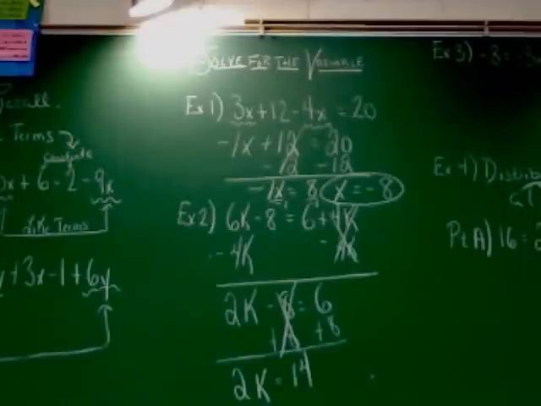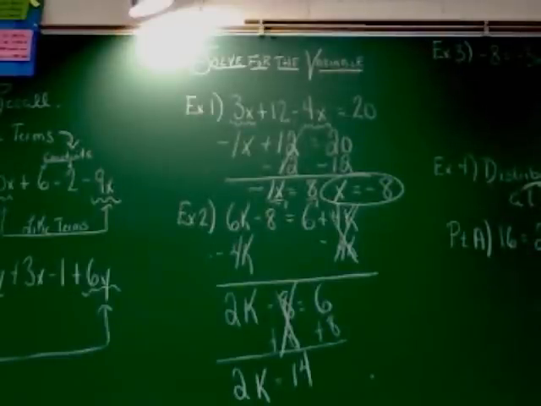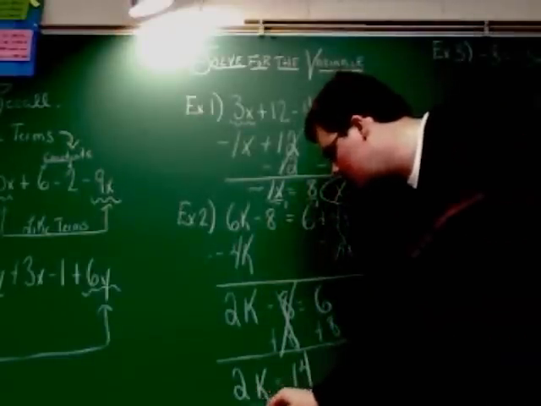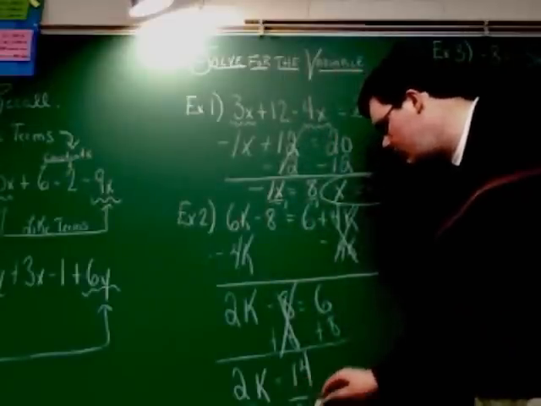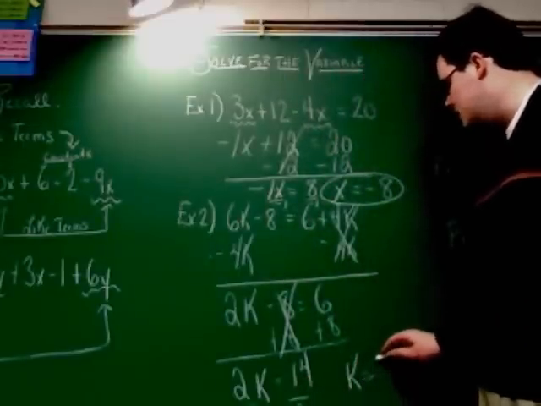So I've got 2 times k equals 14. Multiplication problem. I undo it by dividing, so I have to divide each side by 2. And that'll give me k equals 7.